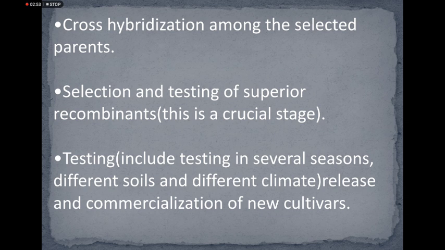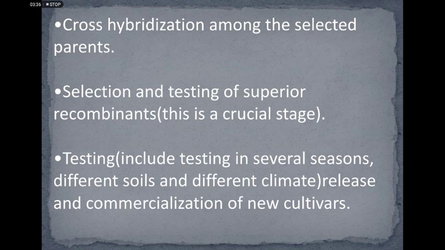Then the next stage is cross hybridization among the selected parents. This cross hybridization has some sub-stages, that is emasculation, transfer of pollen grains from male to female, bagging, tagging, etc. These subdivisions were studied in sexual reproduction in flowering plants in the previous chapter. So these stages are done in the third stage called cross hybridization.